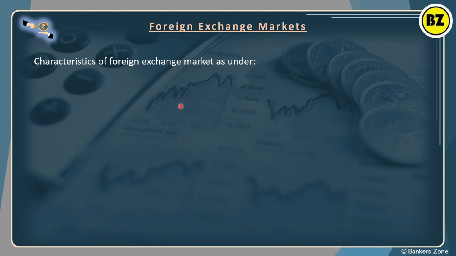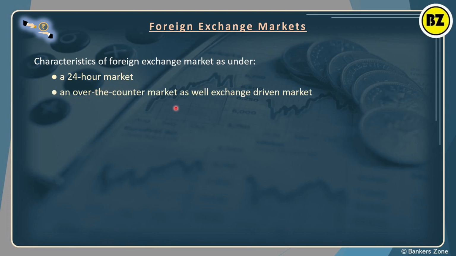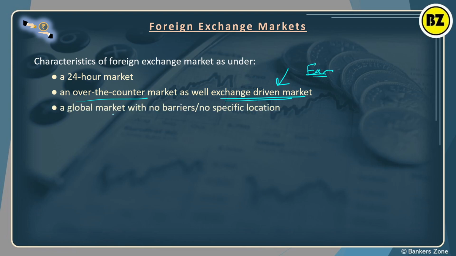So friends, see the characteristics of the forex market. First, it is a 24-hour market. Next, an over-the-counter market as well as an exchange-driven market. I already told you the difference between OTC and not OTC. Not being OTC means obviously some intermediary is there, like exchanges. So it may be OTC, or it may be an exchange-driven market. That means a middleman is involved, like different exchanges. Next, the global market. It is a global market with no barrier and no specific location. Right? It is a global market.